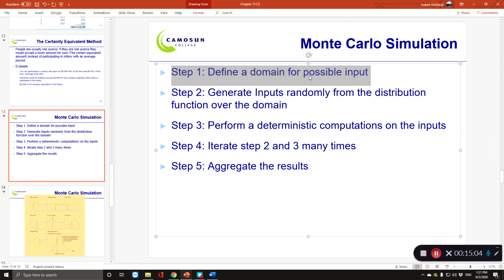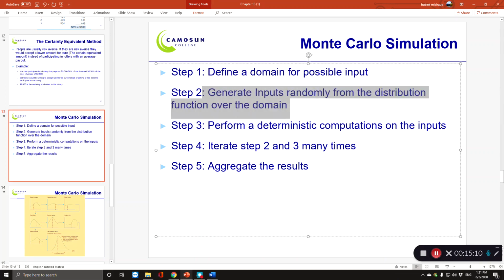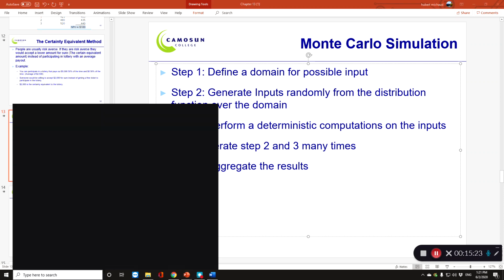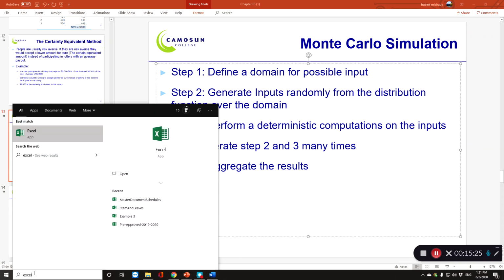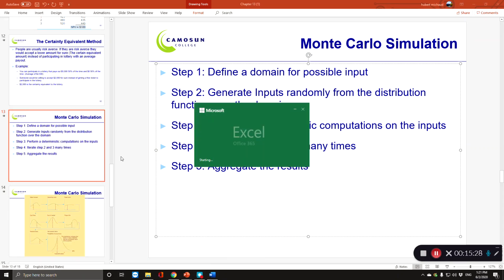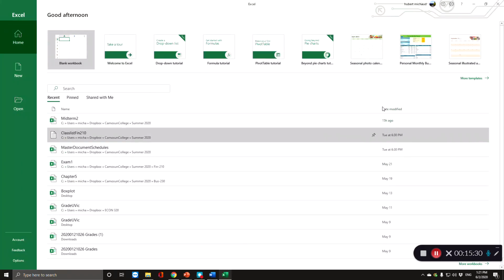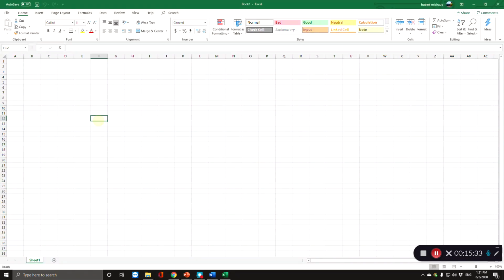Now, once we define the domain for our input, we're going to generate random numbers from the distributions we described in step 1. So the price is normally distributed. I don't remember the mean and the standard deviation I gave you, but I'm going to draw randomly a number from that distribution. We can easily draw random numbers using a computer program nowadays, and no one would probably do that on Excel. But just to show you, on Excel I can easily draw a random number between 0 and 1. This is from a uniform distribution between 0 and 1.